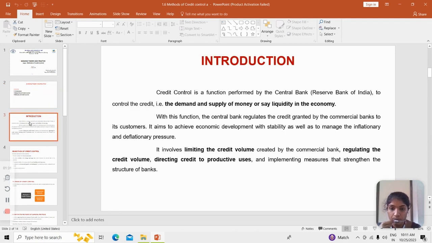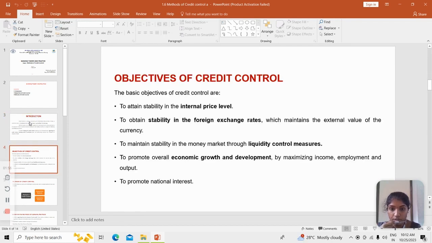Why do they want to introduce a credit control function? Because they want to stabilize the demand and supply of money or liquidity in the Indian economy, and also to limit the credit volume created by the commercial banks, to regulate the credit volume, and also to direct the credit to productive uses. They have introduced two major methods of credit control techniques.